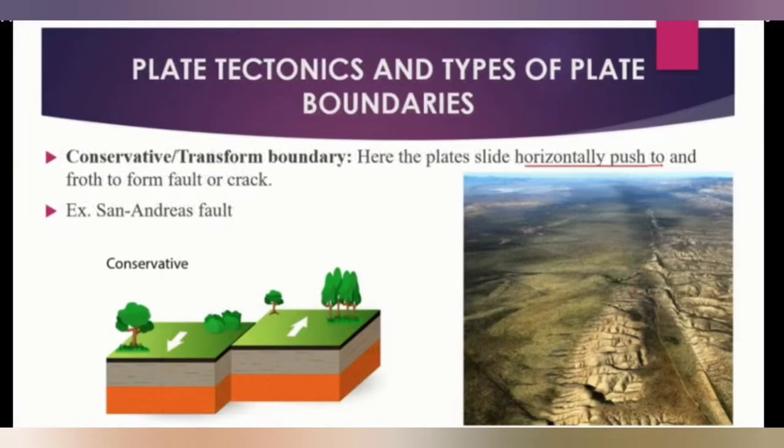The next one, conservative or transform boundary. Here the plates slide horizontally, pushed together, and form a fault or crack. See, look at the picture. It is moved or slid horizontally, and the cracks are happening from the opposite side. So this is how the transform boundary landform happens.